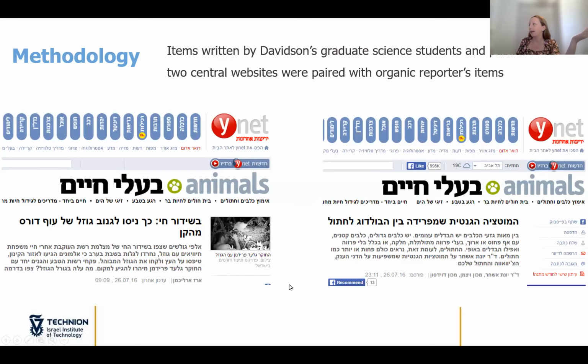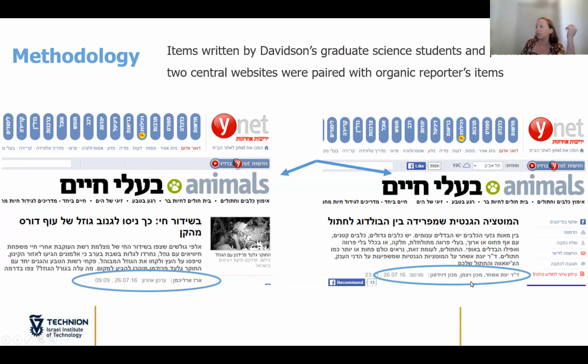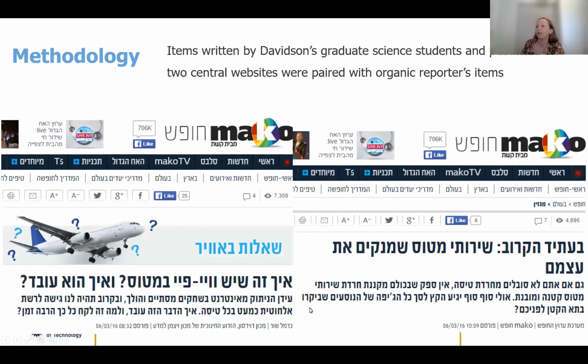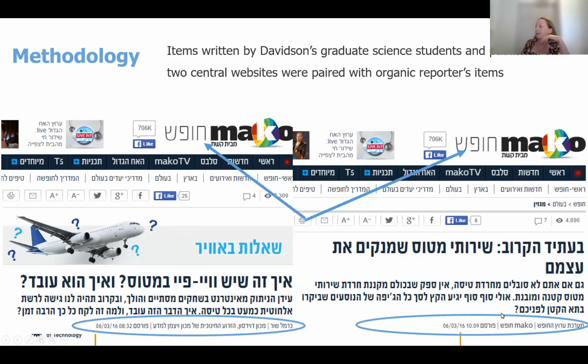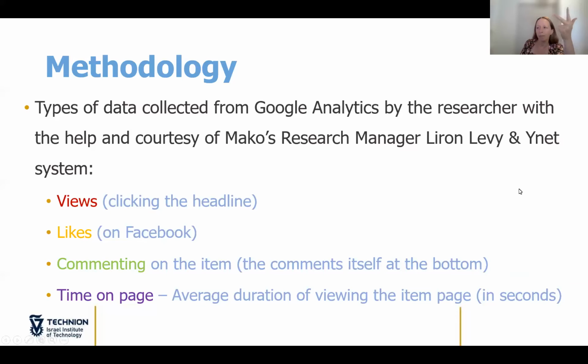For example, you see here, this is in the animals section of Ynet, which is a very highly read news website. And you can see they are both in the animal section. And the only difference is here, this is the journalist writing, and this is Dr. Yonat Eschar from the Weizmann Institute, from the Davidson Institute, writing it. Or for example, this is for the tourism and vacation travel channel of Mako. And you have here someone who is a journalist, and here you have a student writing about science. And we looked at the views, the likes, the commenting, and the time on page that these different items got.